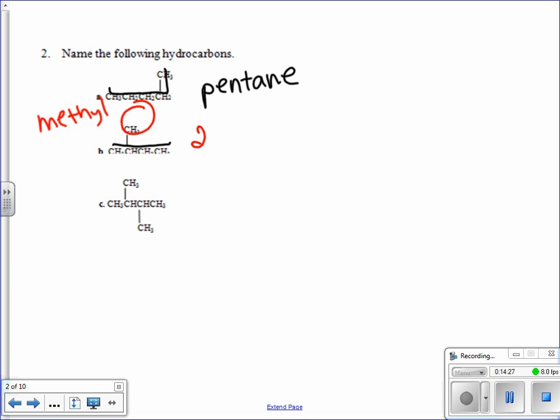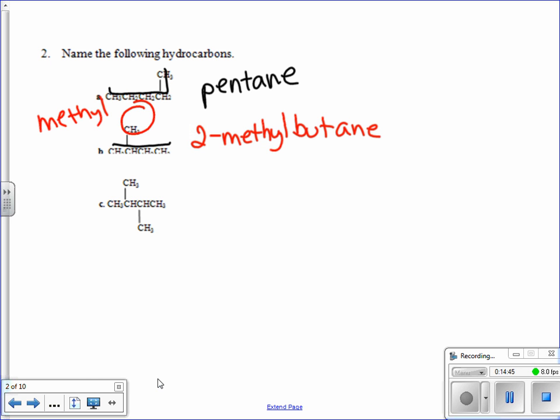So I'm going to say 2-methyl. There's 4 carbon in the chain, and that prefix is but. It's single bond, so it ends in -ane. So 2-methylbutane is 2B.